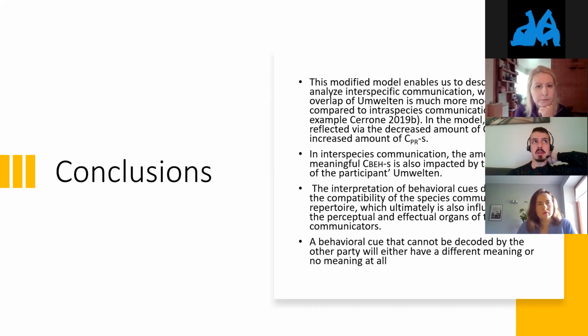And here what needs to be stressed is basically to what extent different cues will influence the communication process and to what extent these cues are interpreted similarly by each species. In our model, the differences of Umwelt are represented by a decrease of the amount of CPUs, so public cues that are available to everybody, and an increased amount of CPRs, therefore cues that have assigned meaning by each subject individually. The amount of behavioral cues is also impacted by the proximity of the Umwelt, because they will be interpreted by each subject depending on how close the Umwelt is and how understandable these behavioral cues are for different species. And behavioral cues that cannot be decoded by one party will either have a different meaning or no meaning at all.